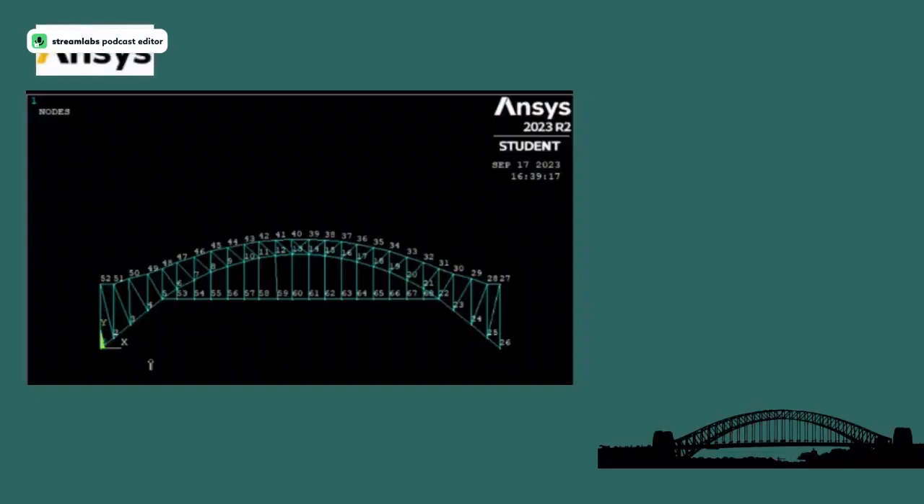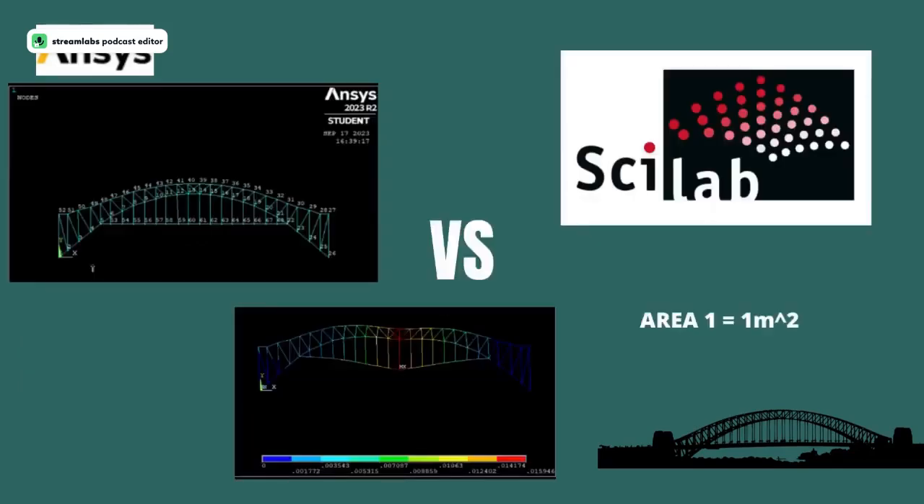And from ANSYS, we are going to analyze 3 areas that are 1 square meter, 1 meter on each side. The second area is 2.25 square meters, 1.5 meters on each side, and the third is 4 square meters, that is, 2 meters on each side.